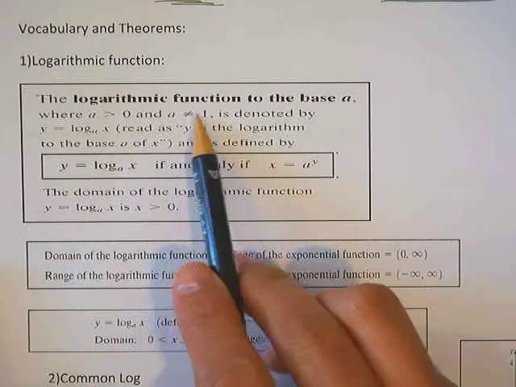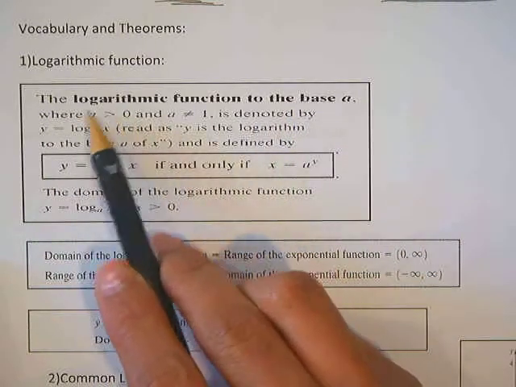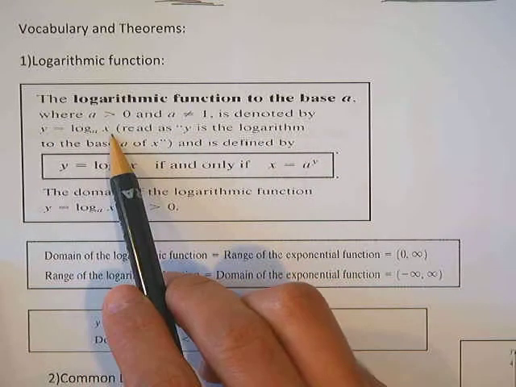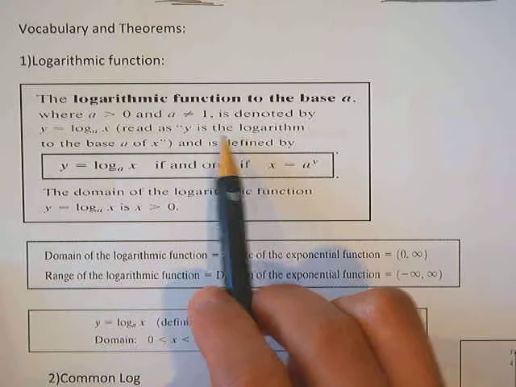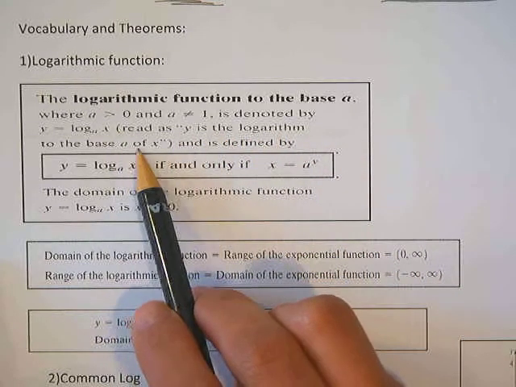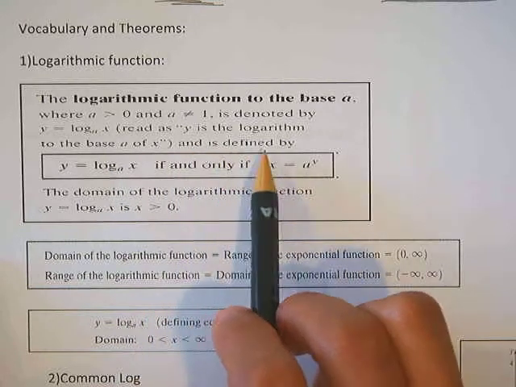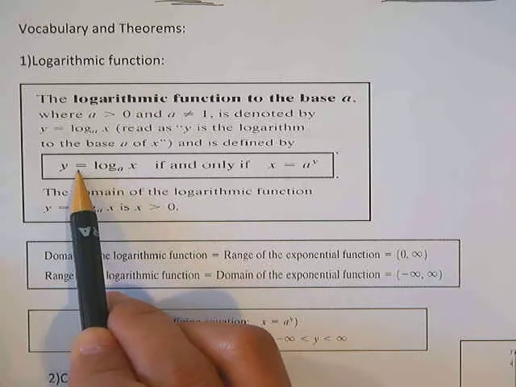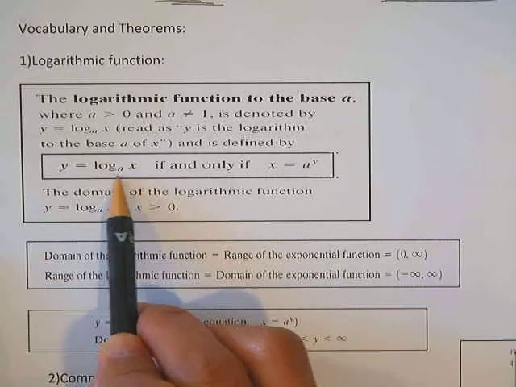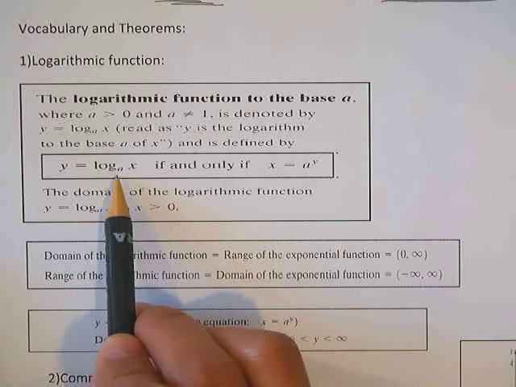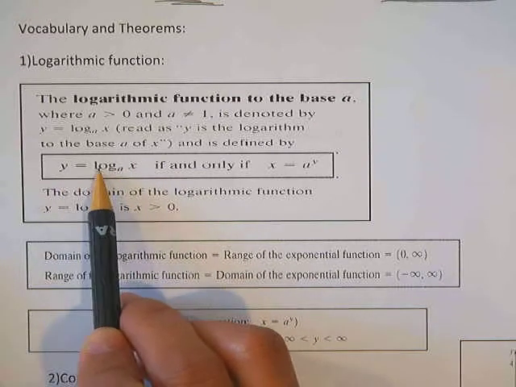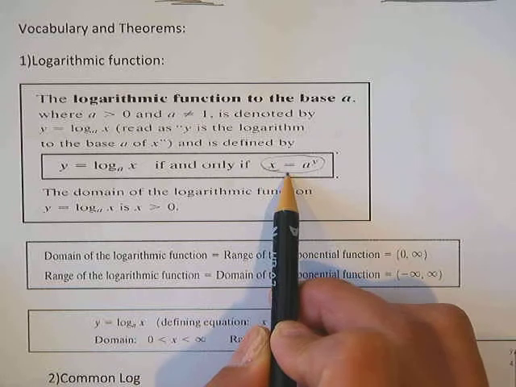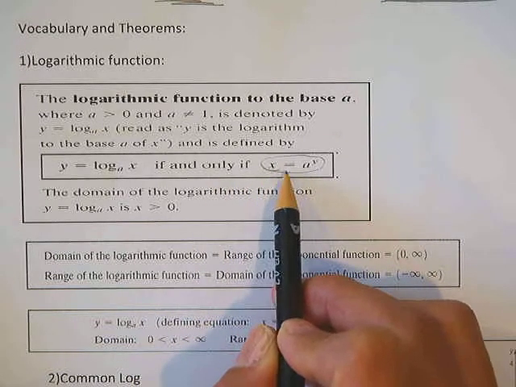The logarithmic function to the base a, where again the base is greater than 0 and can never ever be 1, is denoted by y equals log base a of x, read as y is the logarithm to the base a of x, and is defined by y equals log base a of x. Now this is something that I want you to understand. When you're writing y equals log base a of x, make sure your base, whatever the base is, is a subscript of the log of x. If and only if, remember this is the inverse function of the exponential, x is equal to a to the y.